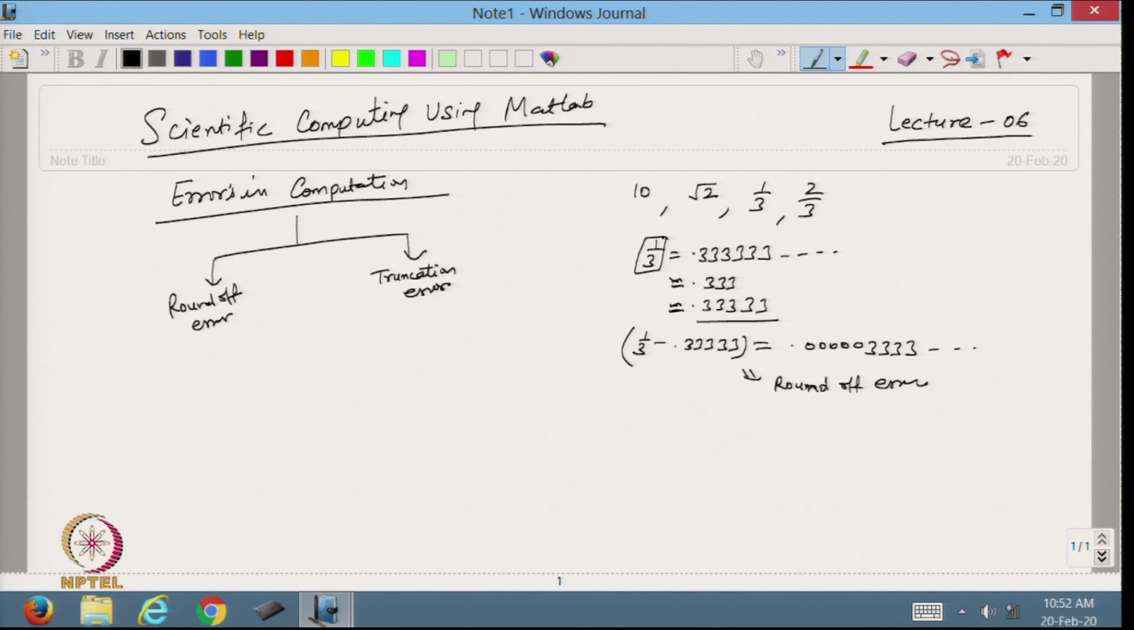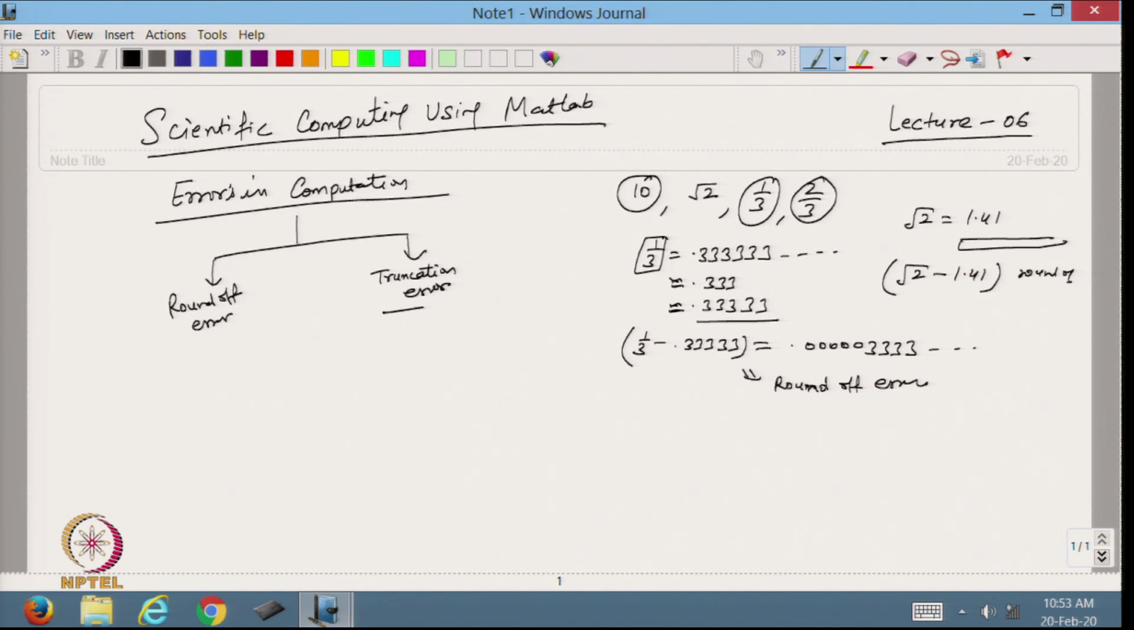So this is a round off error. That round off error is everywhere, because whenever we are dealing with a fraction, this is a fraction, this is a fraction, this is an integer, no problem. I can use my 10 as such, but for square root 2, I will use 1.41, or maybe I can use MATLAB, which uses a 16 digit number. In this I am approximating square root 2 with 1.41. So whatever the error is, square root 2 minus 1.41, that is my round off error.